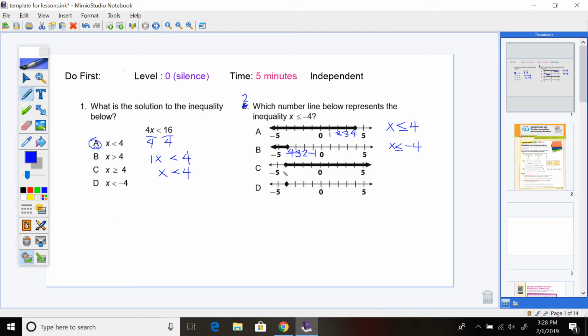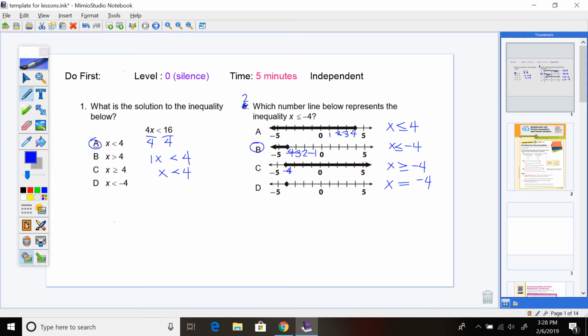Letter C, we have -4, x greater than or equal to -4. Notice how it's going to the right now because it's greater than or equal to, it's still shaded in. And the last one, we have exactly x equal to -4. Now the question was which number line below represents the inequality x less than or equal to -4? So that will be letter B. You got it?